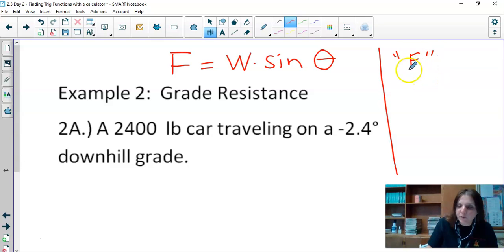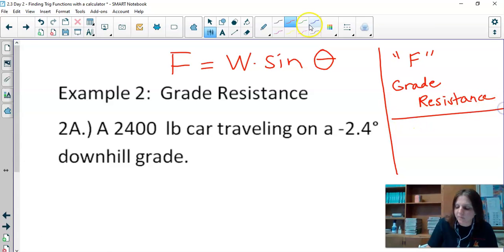The first variable is F, and that is the force due to gravity, the grade resistance. The next is the W, that's the weight of the car. And finally, theta is, of course, the angle.